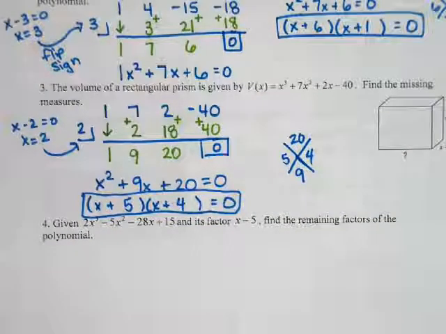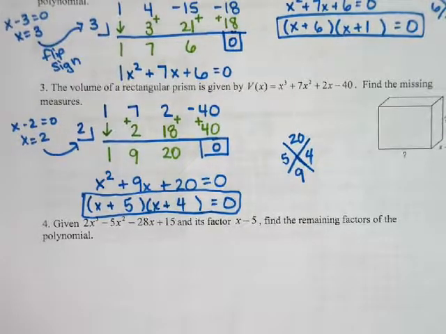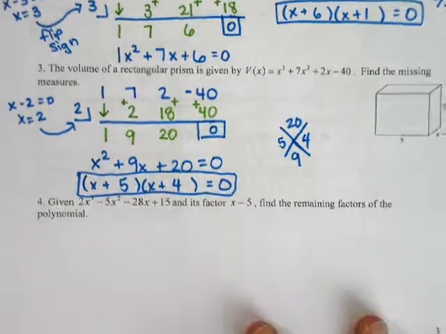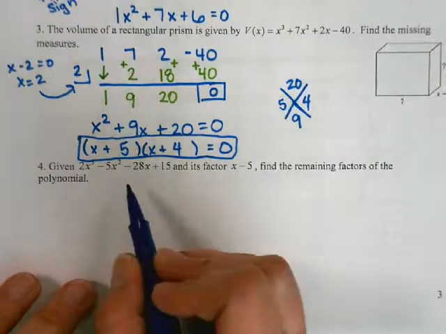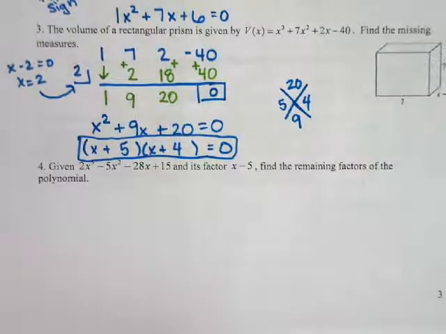All right, questions before we do the last one? Okay. Number 4 says given 2x cubed minus 5x squared minus 28x plus 15 and its factor x minus 5, find the remaining factors of the polynomial.